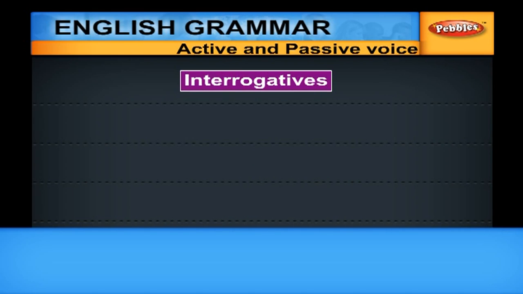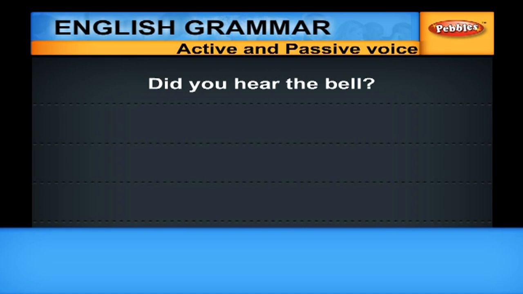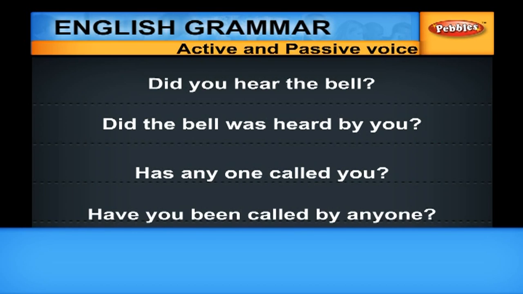In the case of interrogatives, the passive transformation can be a bit tricky, and it is only by practice that you will be able to master it. Who sent the telegram? The passive construction for this will be, by whom was the telegram sent? Did you hear the bell? Was the bell heard by you? Has anyone called you? Have you been called by anyone?